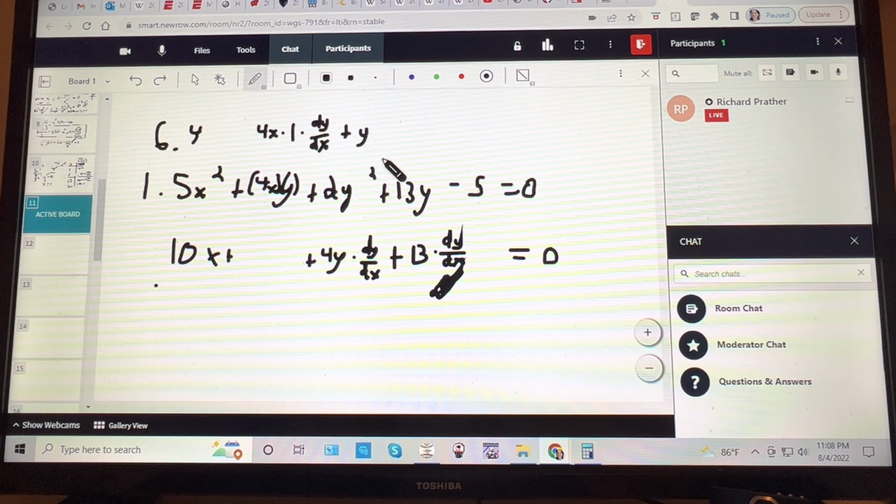Now you don't do it if you're just writing it like that, and then times the derivative of the first, that's just 4. And you don't do it if you're doing the x variable. So 4x times 1 is 4x, and that does have dy over dx attached to it. But then plus 4y, I can put that there.